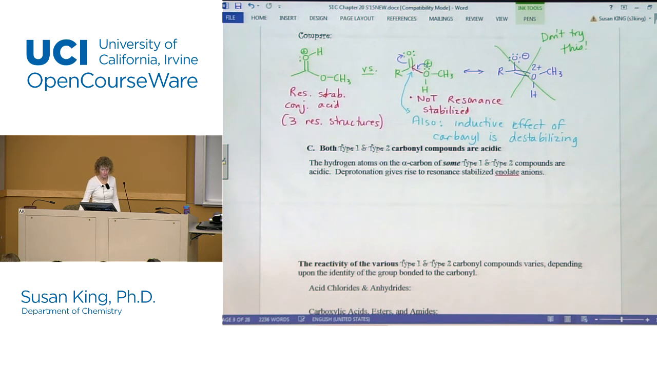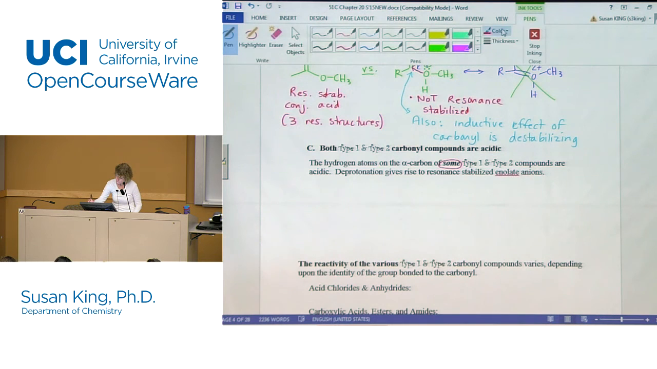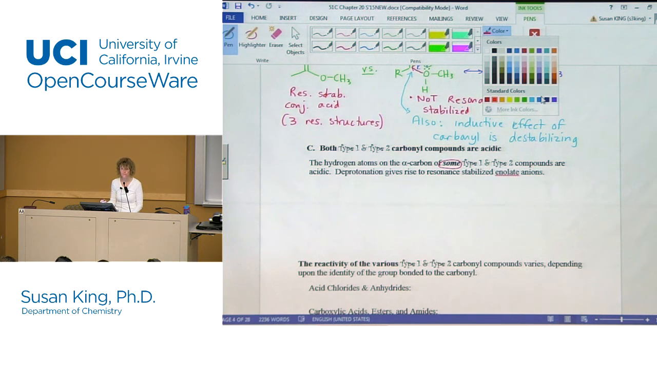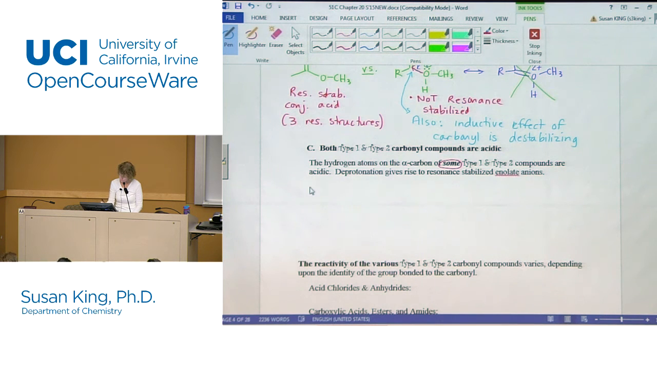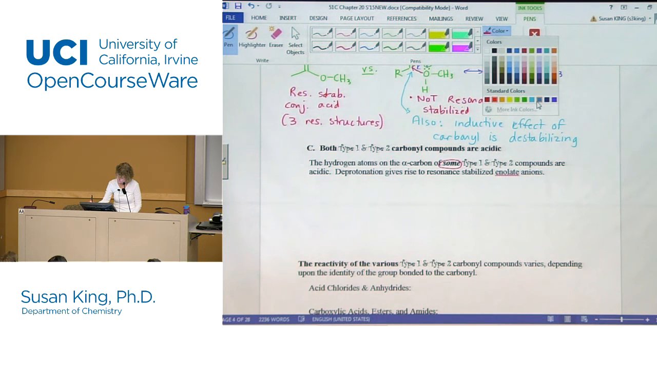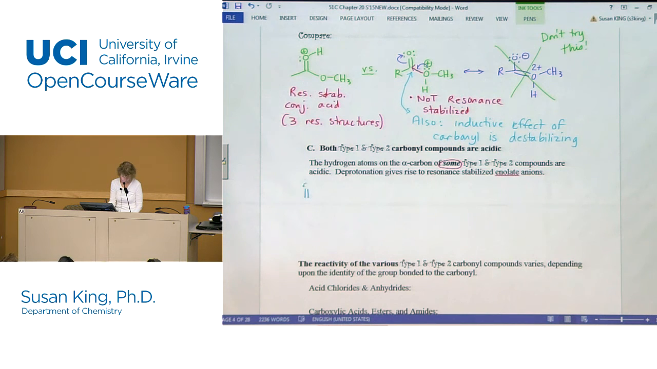The other reactivity for carbonyls: both type 1 and type 2 carbonyl compounds are acidic. The hydrogen atoms on the alpha carbon of some type 1 and type 2 carbonyl compounds are acidic. Deprotonation gives rise to resonance stabilized enolates. Let me give you an example here. I'm going to emphasize the word some. You can't do this with all of them, but some of them, type 1 and type 2. So this is what we're talking about here.